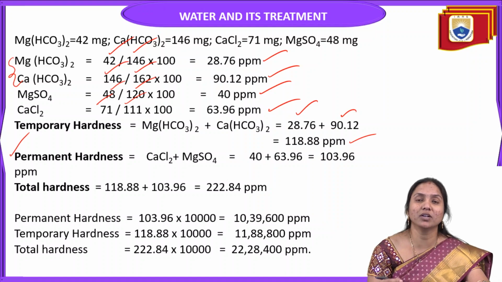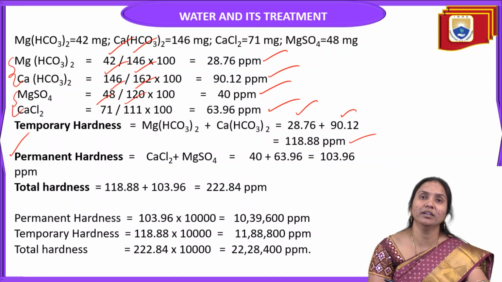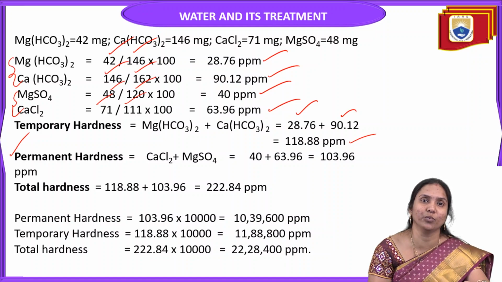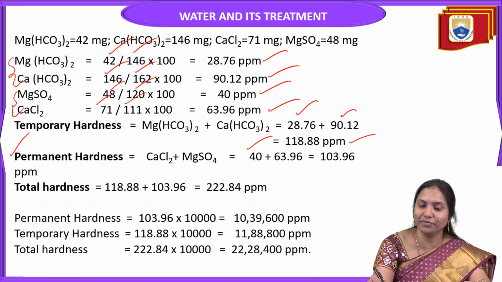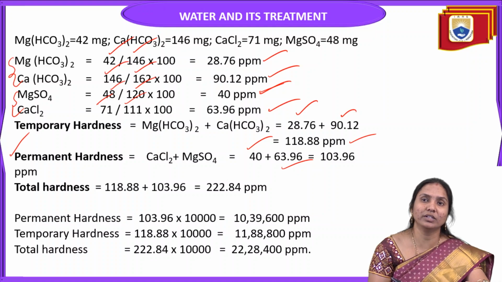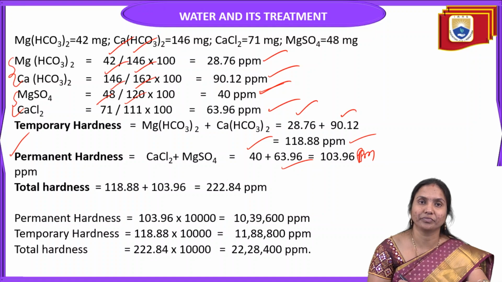Now I can calculate the permanent hardness of water. The permanent hardness causing salts present in that given water are magnesium sulfate and calcium chloride. After conversion into equivalent of CaCO3, the magnesium sulfate value is 40 and the calcium chloride value is 63.96. So it is equal to 103.96 ppm.